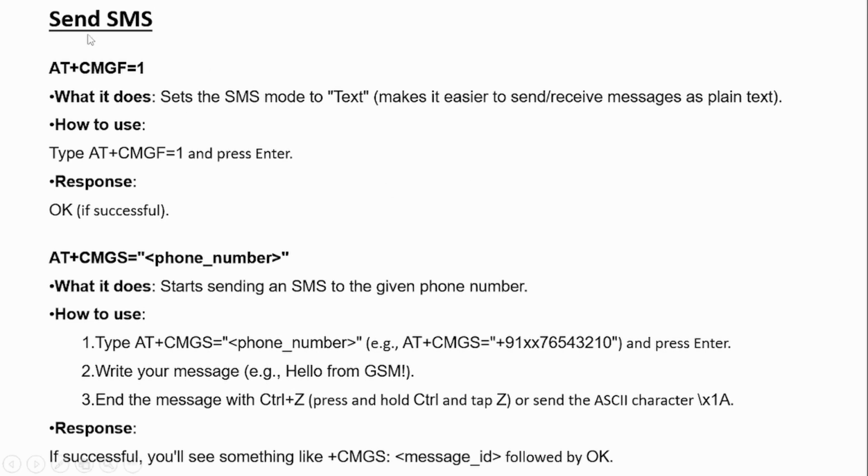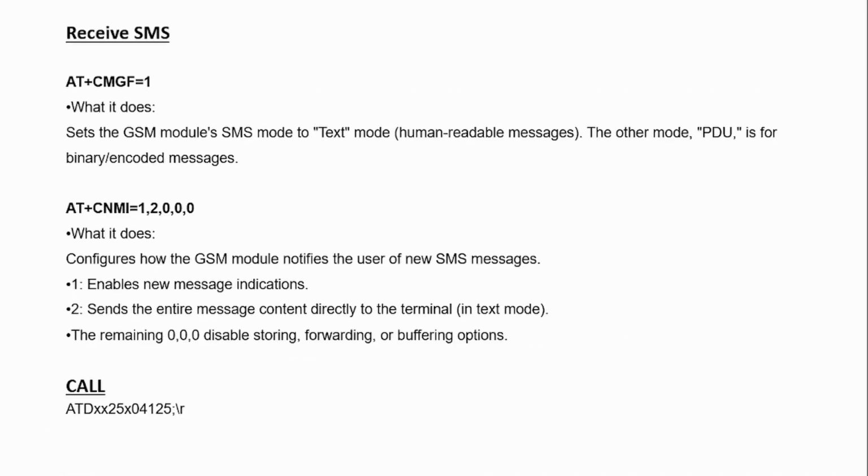Sorry, these two are the AT commands which we will use to receive the SMS. For receiving, the first command is AT+CMGF=1. This command sets your GSM module's SMS mode to text, so it will be understandable by humans. So whatever message you type, it will be considered as text only, not any binary encoded message. So the first command is for that purpose, and the second is AT+CNMI=1,2,0,0,0.